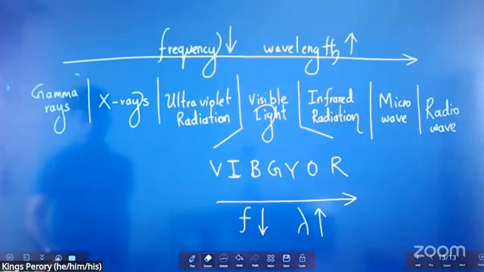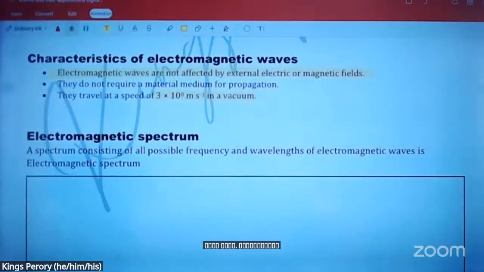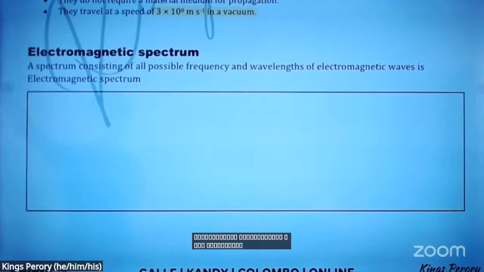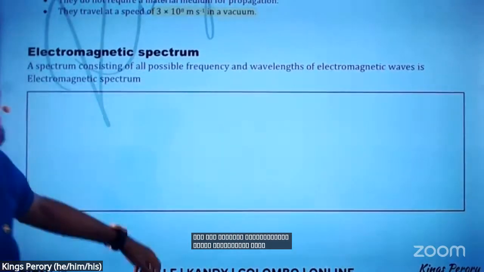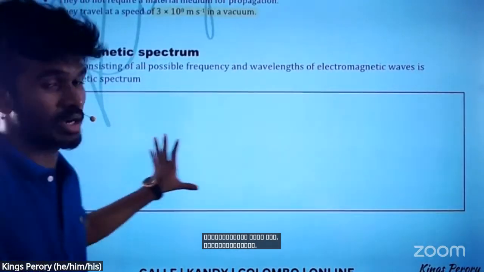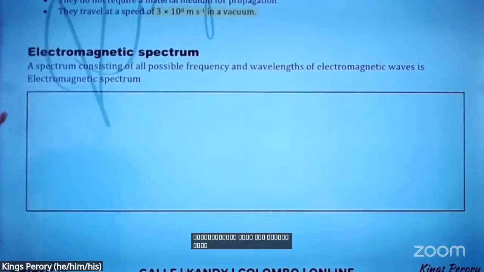Take your spectrum section, electromagnetic spectrum. A spectrum consisting of all possible frequencies and wavelengths of electromagnetic waves is the electromagnetic spectrum. Under that a box is given. I want you to draw this nicely. Use some color pens. Work.